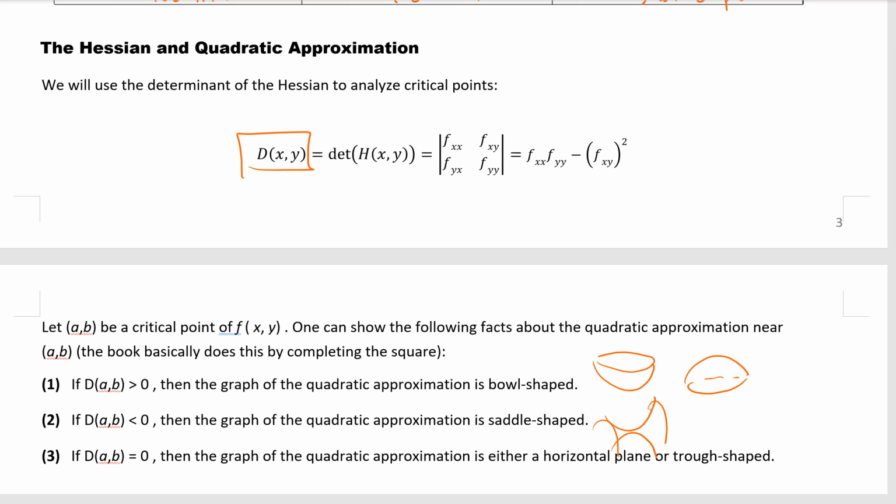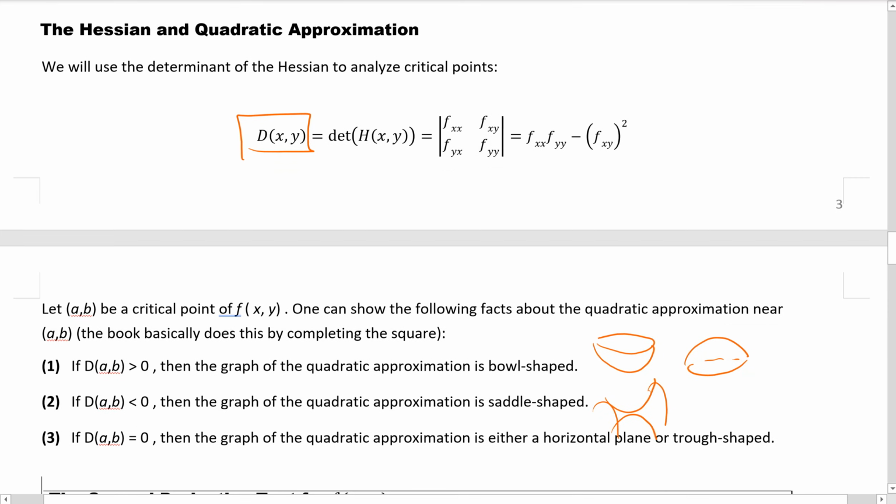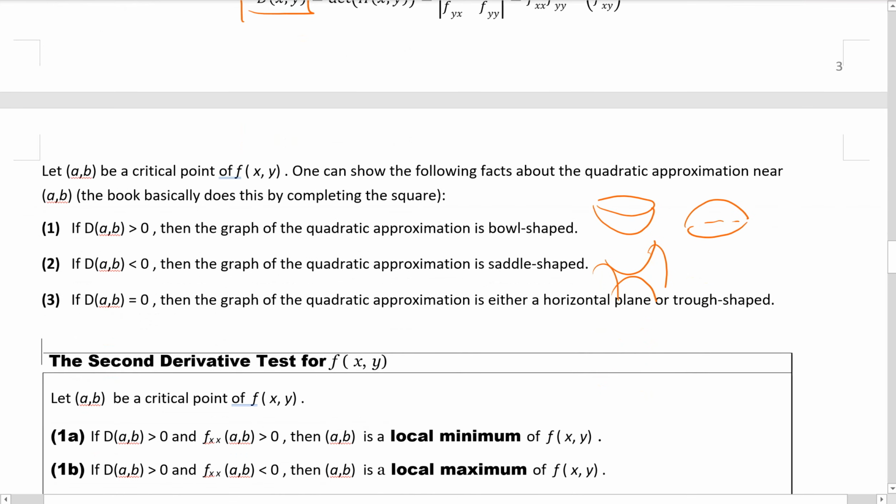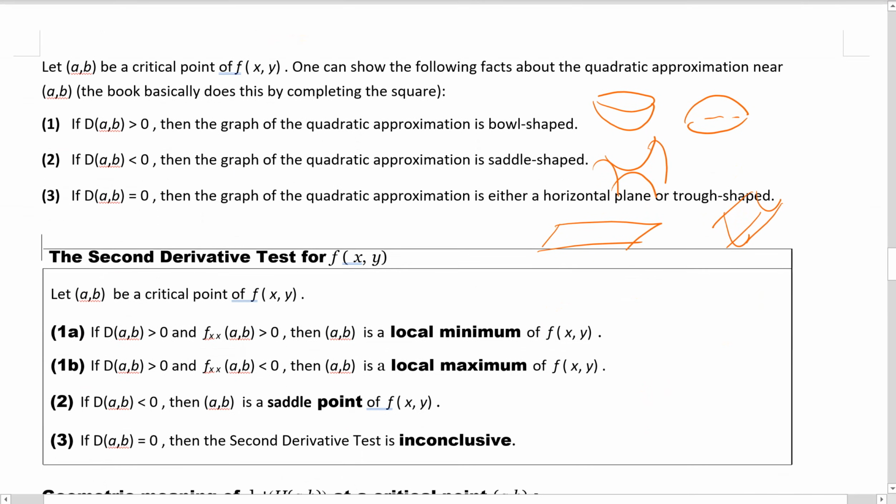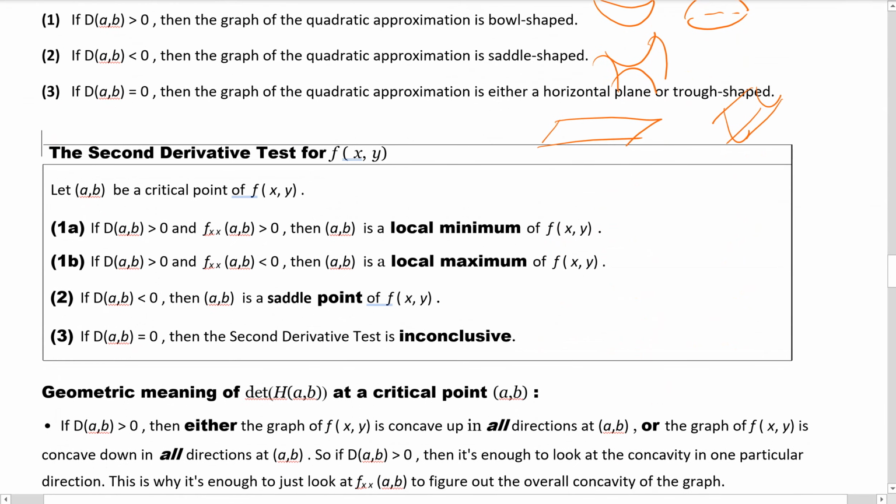If the determinant of the Hessian is equal to 0, then the graph of the quadratic approximation is either a horizontal plane or a trough shape. Horizontal plane or a trough shape, something like this. Okay, and here is the second derivative test for a function with two variables.